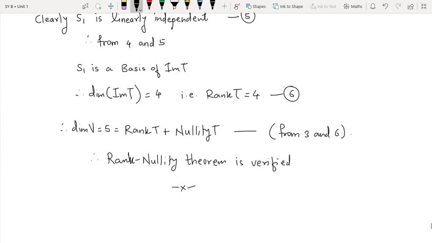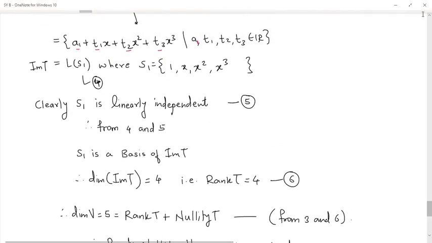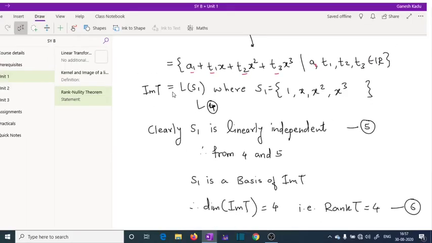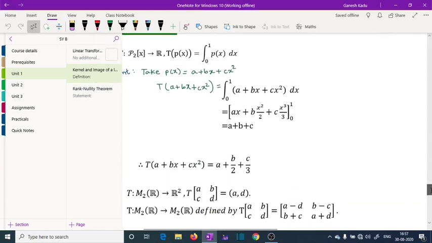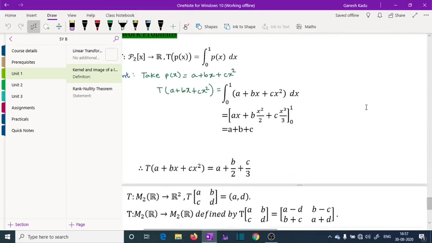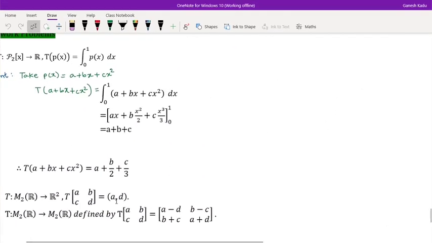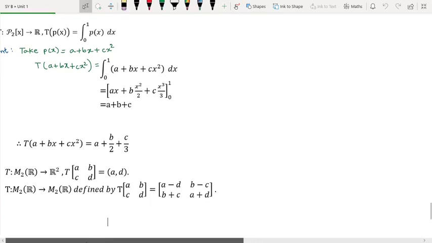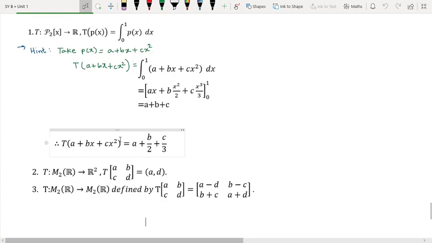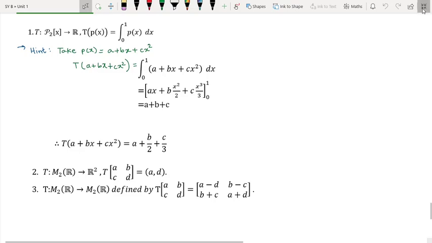Okay, so now whatever examples I give for homework, the 3 examples, I will show you which examples I am talking about. These 3 examples. Okay, so for these examples it is homework that you should verify the rank nullity theorem, which I will check in the next class. Okay, so we'll stop here for today. Thank you.